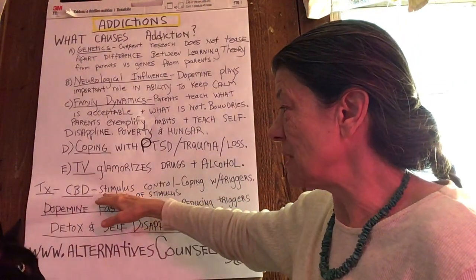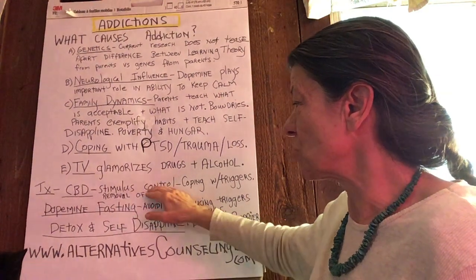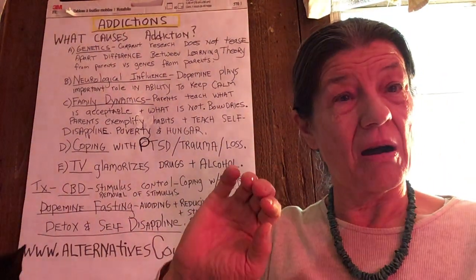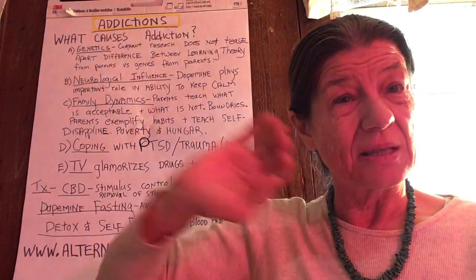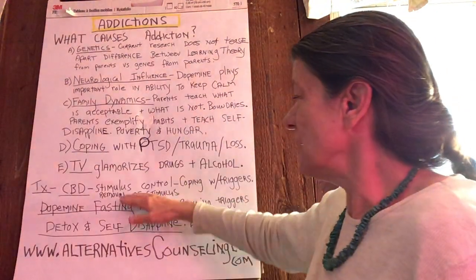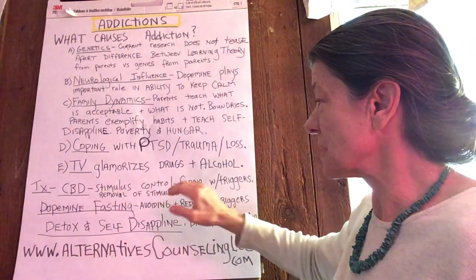One is CBD, cognitive behavioral. And this is stimulus control. So this is where I take the alcohol or the drugs and I get them out of my house or I get them out of my life. This is coping with triggers, removal of the stimulus.